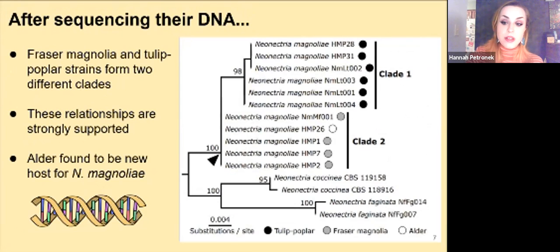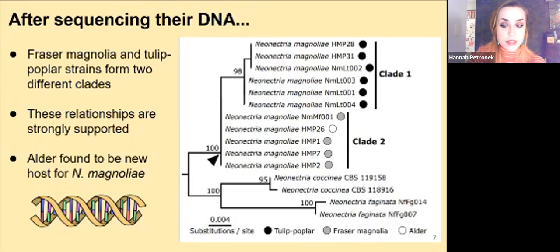My own samples were collected throughout the state of West Virginia in places like the West Virginia Botanical Gardens, Audra State Park, and Godby Knob. After sequencing my samples from tulip poplar and Fraser magnolia, we can clearly see that they are different genetically. Tulip poplar strains branch off into clade 1, while Fraser magnolia strains branch off into clade 2. An intriguing result is that Neonectria magnoliae samples isolated from tulip poplar from the West Virginia Botanical Gardens right here in Mon County seem to be slightly different genetically from other tulip poplar strains.